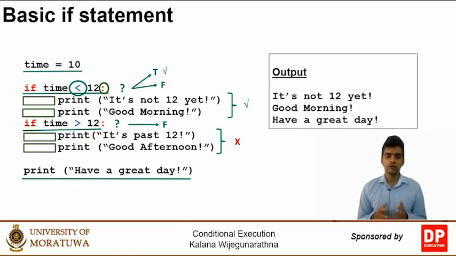If instead our time was set to be 14, which would mean it's 2 p.m. in the afternoon, the first if statement returns false, and the code indented under the second if statement will be executed since the second if evaluates to true.